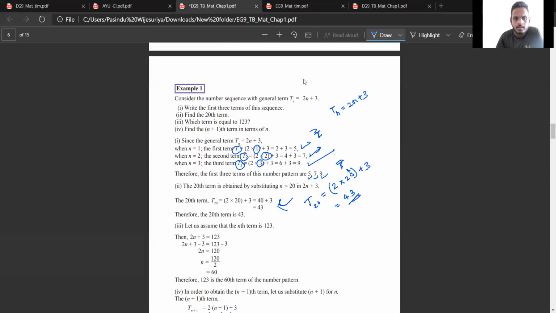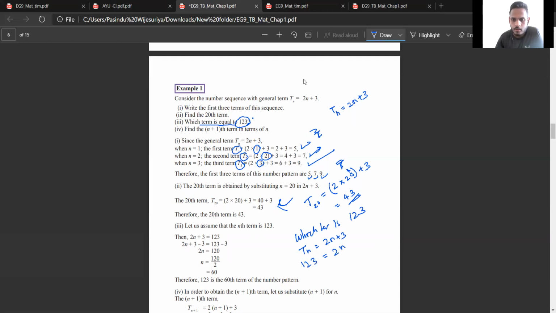Then which term is equal to 123? So this is not the 123rd term. This is the value of some term, and that value is 123. So what we have to find is which term is 123. Each term is equal to 123. So we put the equation Tn equals 2n plus 3. Then this total thing is 123.